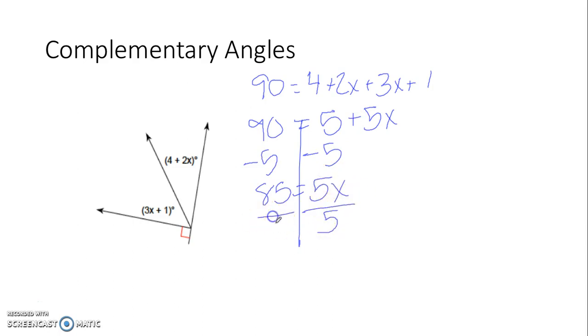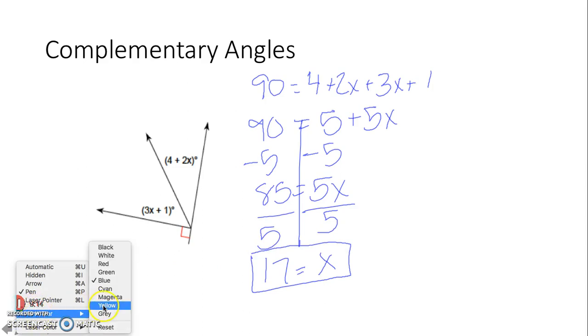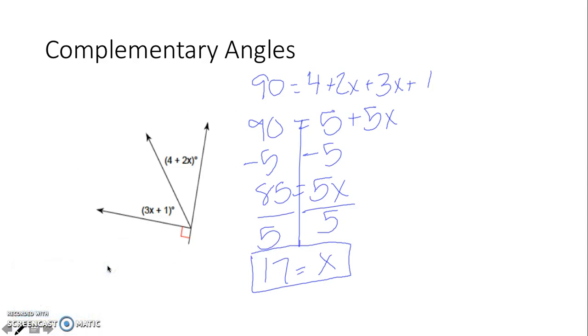Divide both sides by 5. We have x is equal to 17. Right, so we know that x is equal to 17, but we want to know the value of each angle. So now we're going to want to actually check our work. Let's just start with this top one right here. 4 plus 2 times 17.